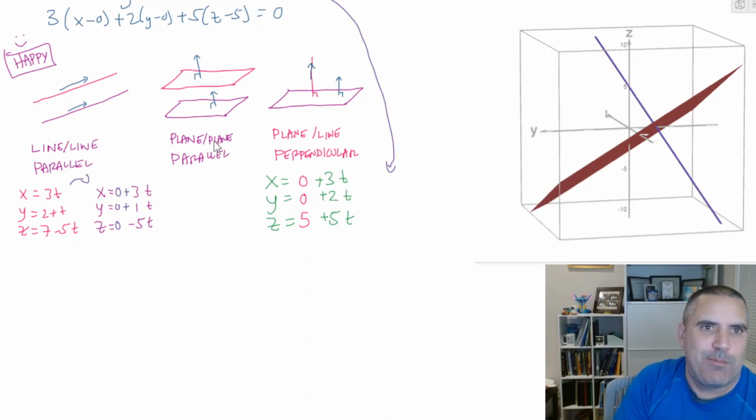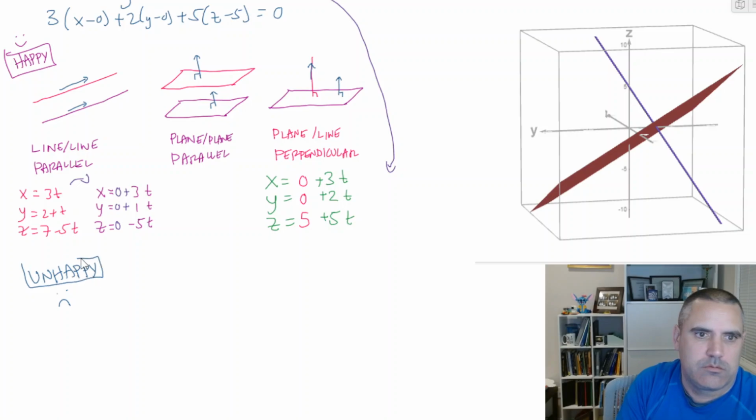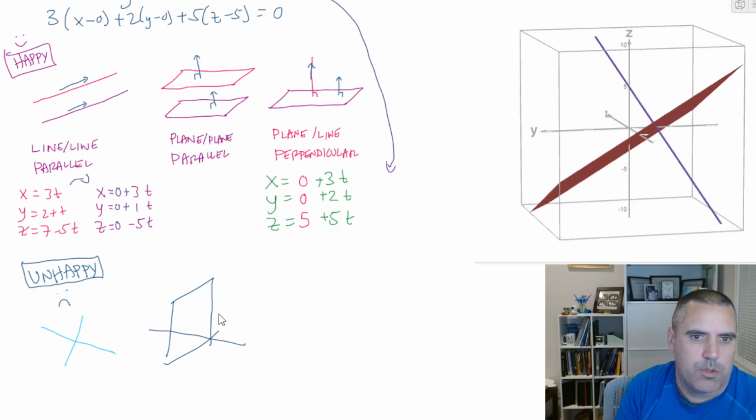So what are the unhappy situations? These are the sad situations. Not sad, just not as helpful. Well, they would be the ones I didn't describe here. Two lines that aren't parallel. So, for example, two lines that intersect or are skew. That might be harder information to work with. Two planes that intersect. Or let's say there's one homework question that says two planes that are perpendicular, which feels like it should give us more information, but it doesn't.